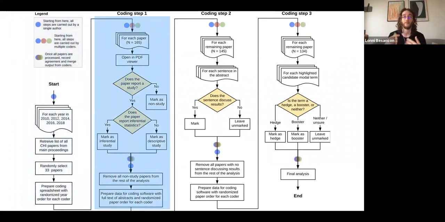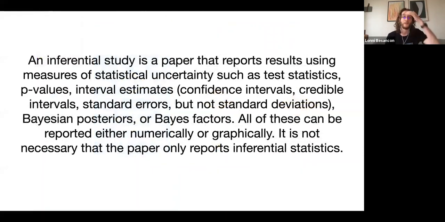Then we went to coding step 1. For each of the papers, we actually opened it in a PDF viewer, and we just checked if the paper reported a study or not. And if it reported a study, we looked at, okay, what kind of study is that? Does it report inferential statistics or just descriptive statistics or no statistics at all? And so we said that an inferential study is a paper that reports results using measures of statistical uncertainty, such as test statistics, p-values, interval estimates, et cetera, and they can be reported either numerically or graphically.